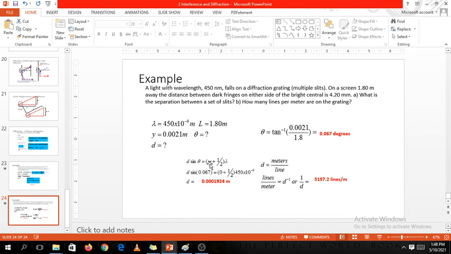So, d sin theta again equals m plus 1/2 lambda. So d sin theta, 0.067, equals 0 plus 1/2 times 450 times 10 to the negative 9 meters. So d equals 0.001924 meters. And to get the lines per meter, you simply use the d. So d refers to meters per line. So to get the lines per meter, just do the reciprocal. So that's 1 over d, 1 over 0.001924 meters. And you will get 597.2 lines per meter.